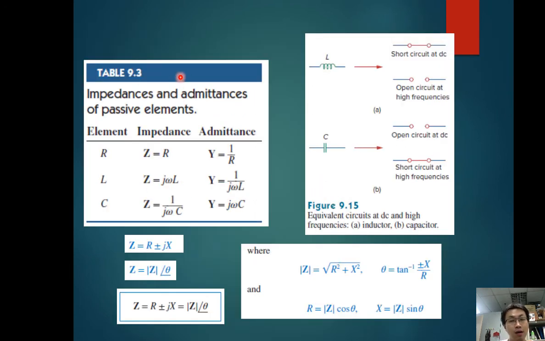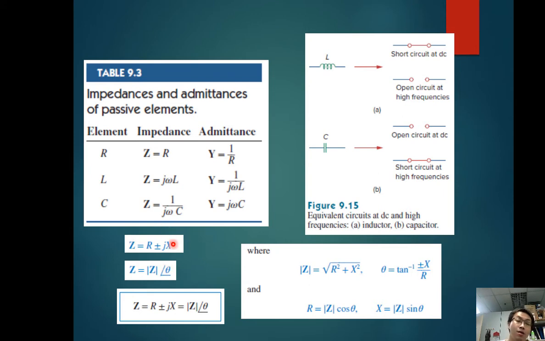We can do it like this. As a summary, for the resistor, the impedance will be Z equals R. Admittance is 1 over Z actually, so it becomes 1 over R. Impedance of the L is equal to j omega L. My admittance becomes 1 over j omega L. For the capacitor, the impedance is 1 over j omega C. Then my admittance is equal to 1 over Z, which is j omega C.